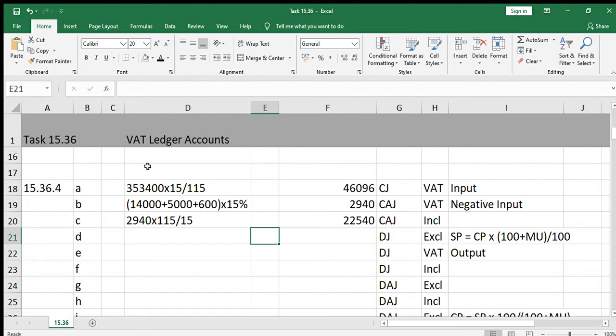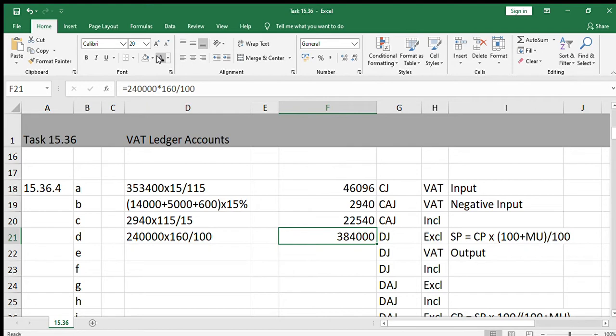Okay, so D is the sales amount. Now we've been given the cost of sales amount. To calculate the sales amount, we use our normal markup. Selling price is equal to cost price multiplied by 100 plus markup over 100. And if you look at number 1 of your information, the markup is 60%. So we're just going to take the cost of sales 240,000 multiplied by 160 over 100, and that will give us the sales answer, 384,000.